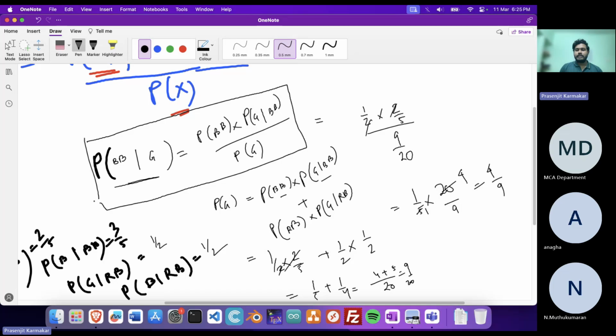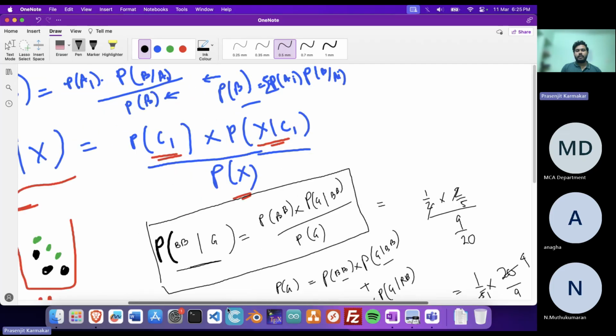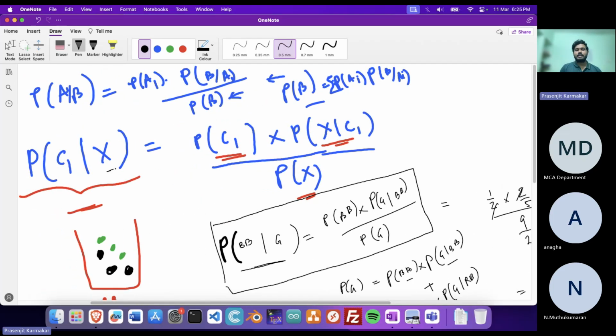Okay, now let's see how we can build a classifier from this. We can just use the same equation when x is a feature. Let's say x is only one feature. So what is the probability that my class is C1 given I have value of the feature to be x? This is what classification means, right?